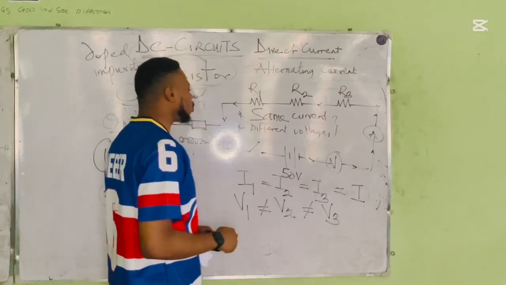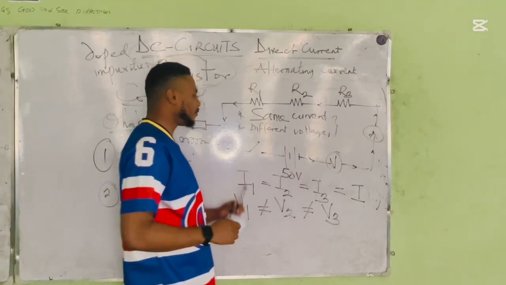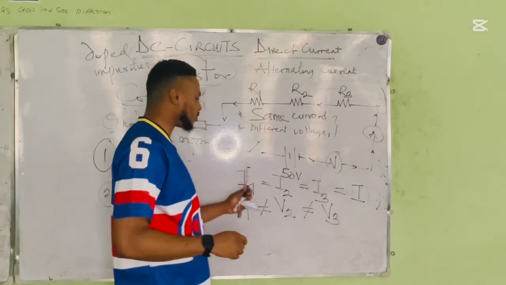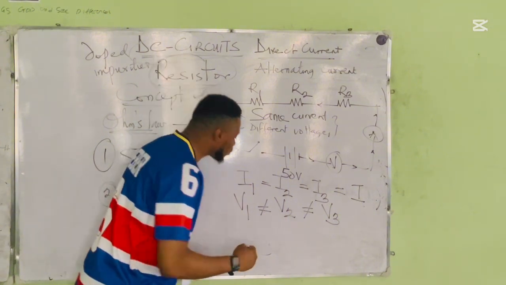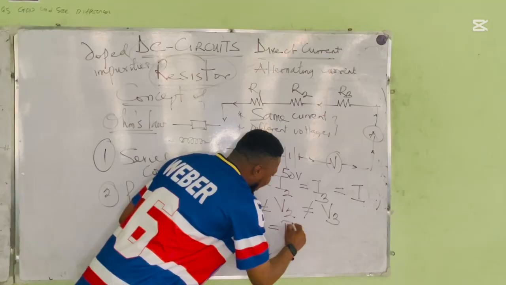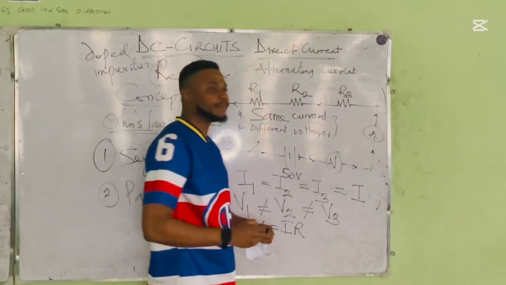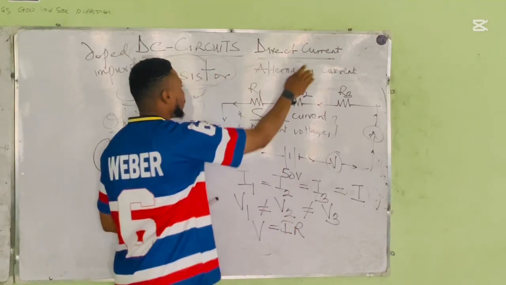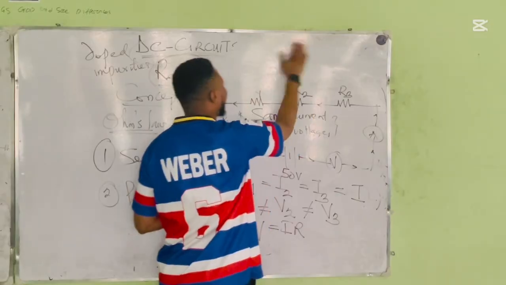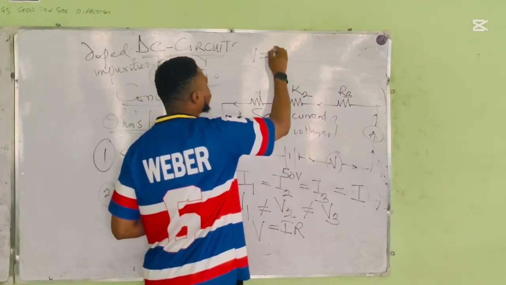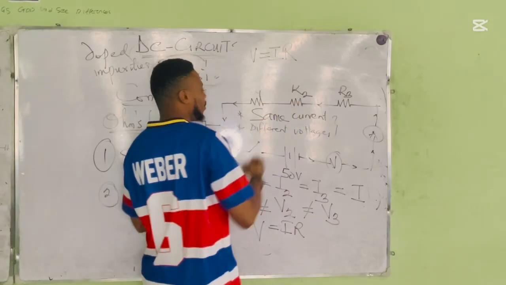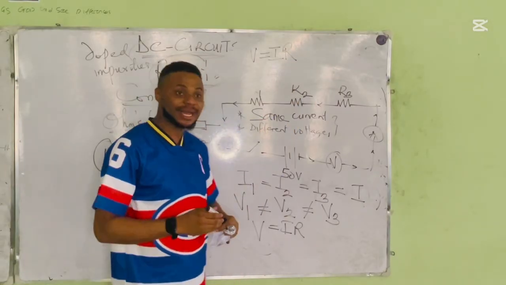But if you want to determine a particular parameter here that is unknown, you must refer back to the formula that V is equal to IR. It's very important, okay, that you must refer back to the formula that your V is equal to the product of your I and your R, your current and your resistance.